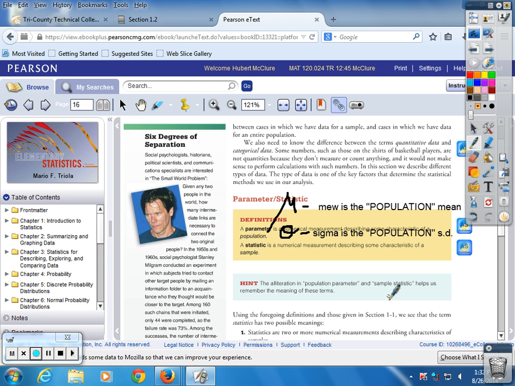A statistic is the same thing, except statistics do not use Greek letters. Guess what they use? Regular old letters.